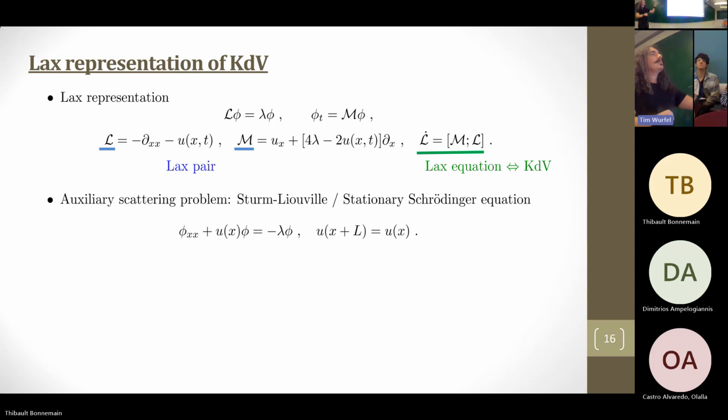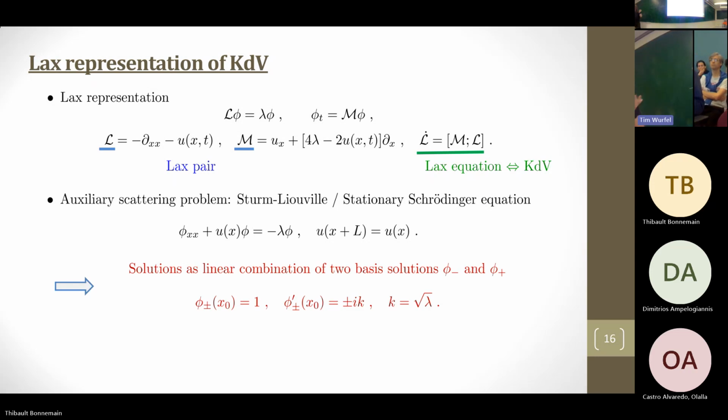So here the Lax operator is a Sturm-Liouville operator. You can also see this equation just as a stationary Schrödinger equation with an arbitrary periodic potential, right? And the spectral theory of this kind of operator is very well known, so I will tell you a little bit about that.